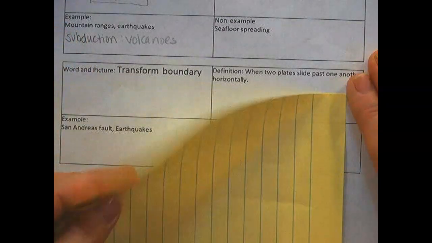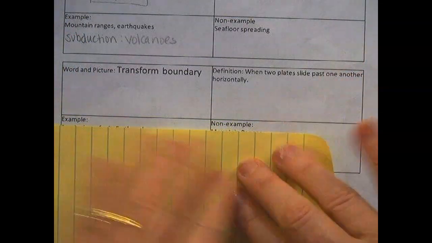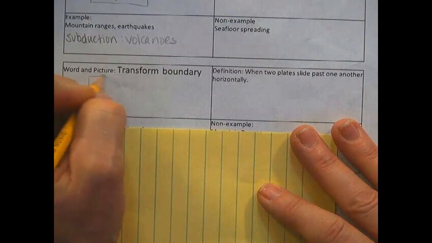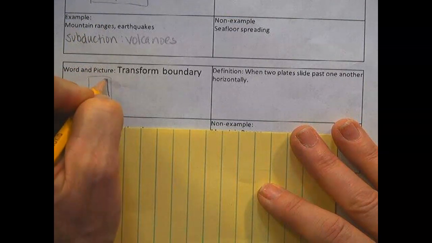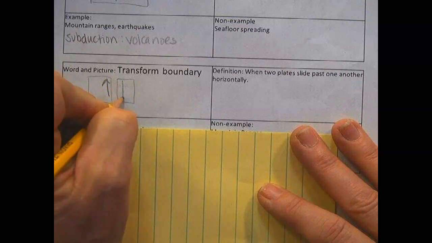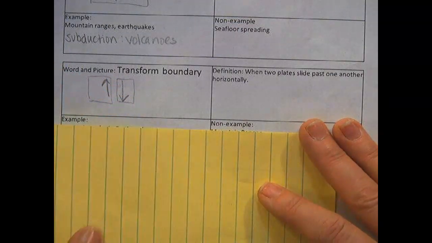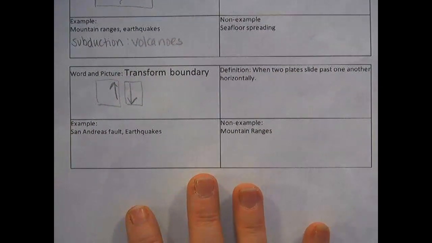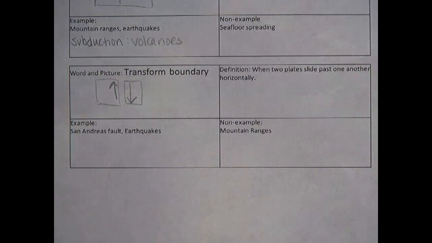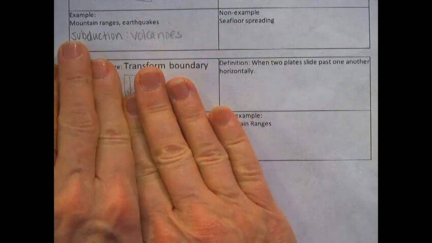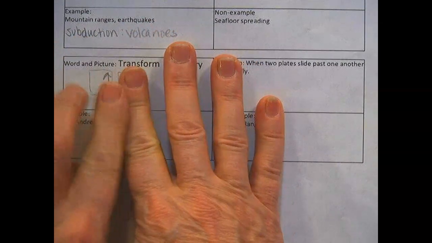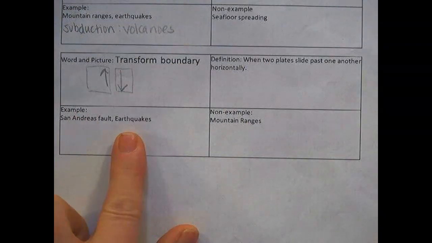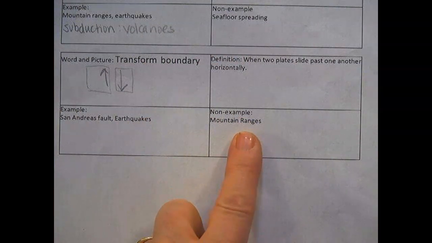So in a transform boundary, a good drawing would be, we have one plate moving in this direction and the other plate is sliding past it in the other direction. The example here is the San Andreas Fault in California, a classic example of a transform boundary. This is where we experience earthquakes. So as these two are sliding past, you can see as those boundaries, would be the earth shaking, we would see those earthquakes.